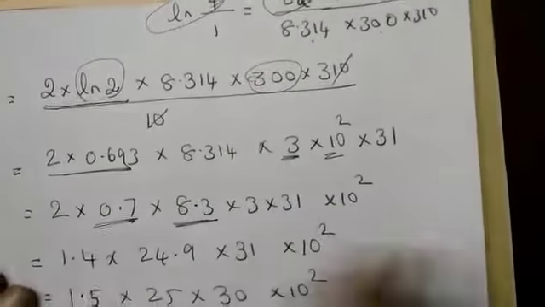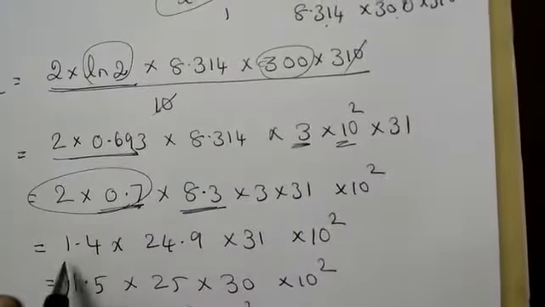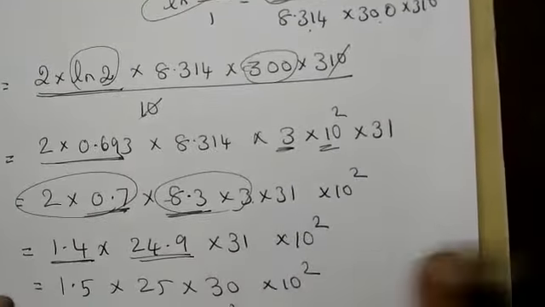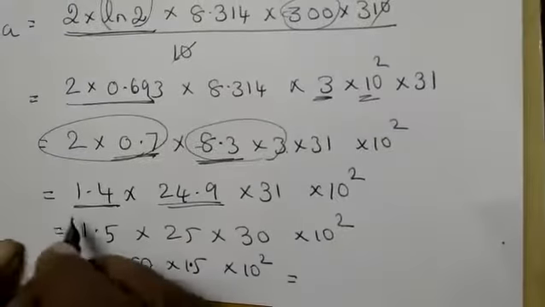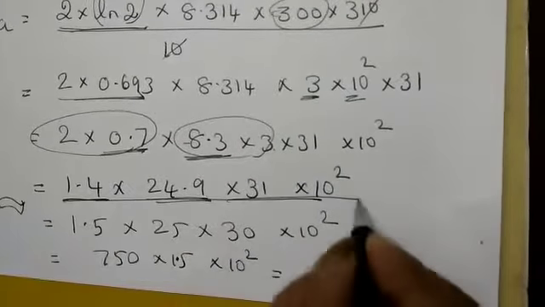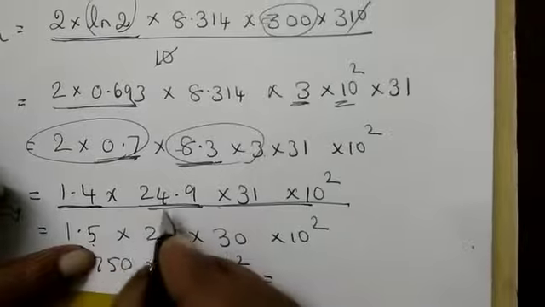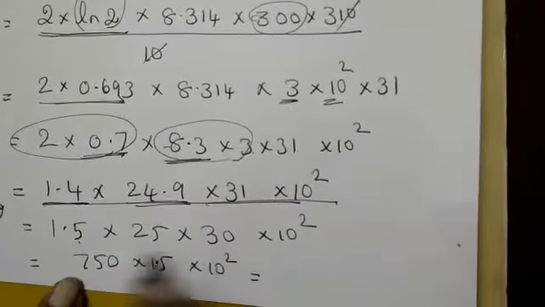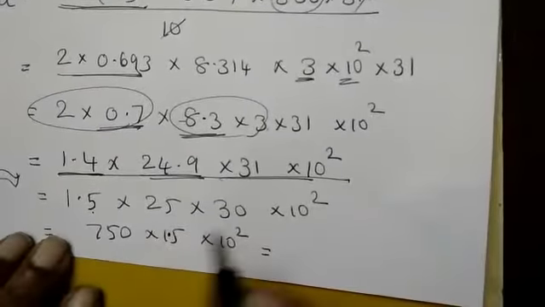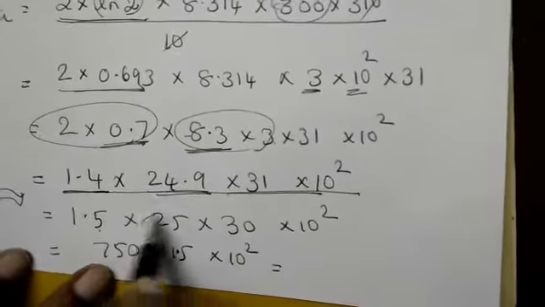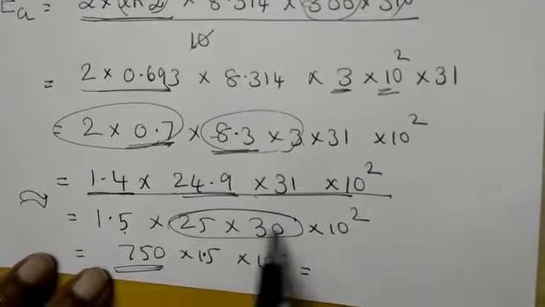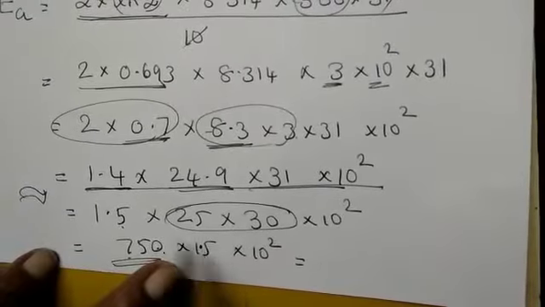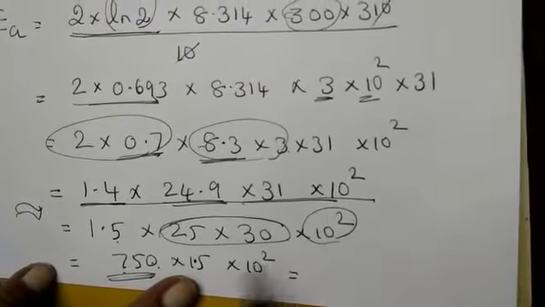This is enough. First work is 7 into 2, 14, so 1.4. Then this one is very simple, 8 threes are 24. You keep it there. Next I am doing a simple approximation. You can see here, children, 1.4 I have taken as 1.5, 24 you take as 25, and 31 I am bringing as 30, easy for multiplication. Now let us go to the multiplication. 25 into 30 gives 750, into 15, this one is 1.5, and this 10 power 2 is there.